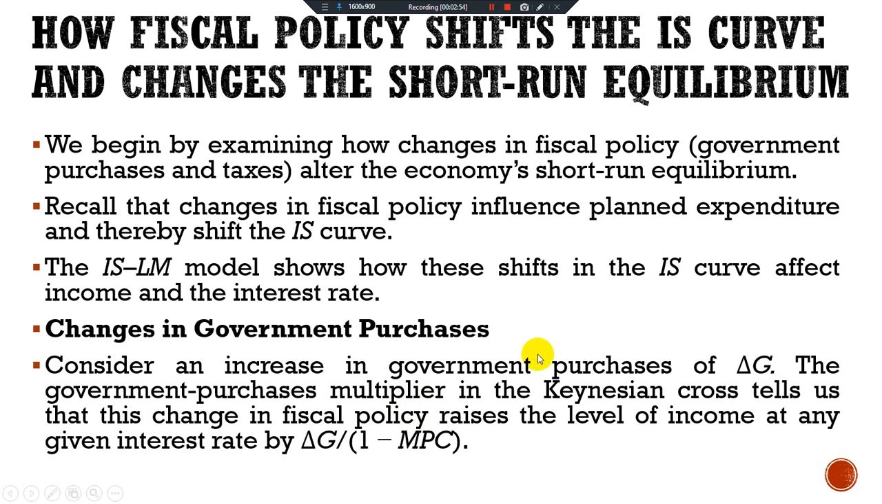Consider an increase in government purchases of delta G. The government purchases multiplier from the Keynesian cross tells us that this change in fiscal policy raises the level of income at any given interest rate by delta G over 1 minus MPC. So let's see a graphical presentation for that: an increase in government purchases in the IS and LM model.